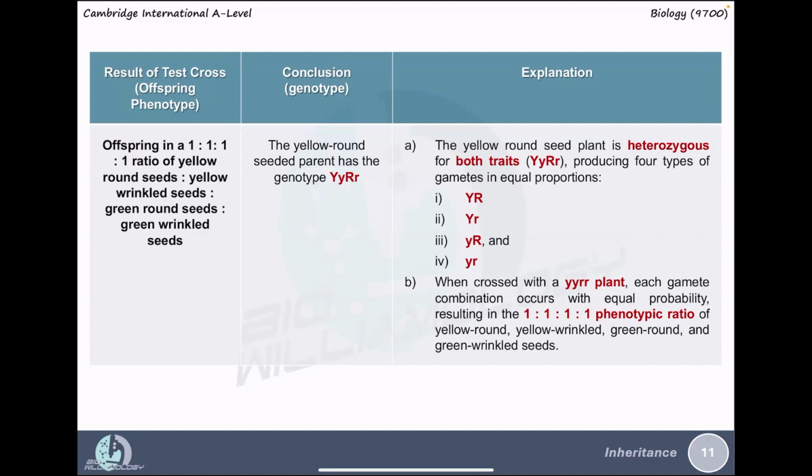Again, based on the offspring phenotypic ratio, we will be able to conclude what the parental genotype is when this parent shows the dominant trait.